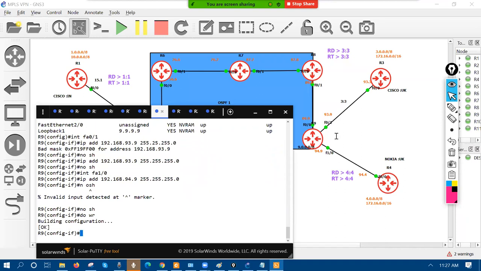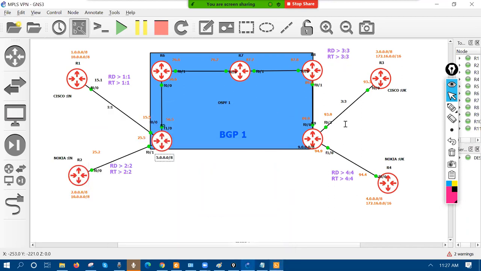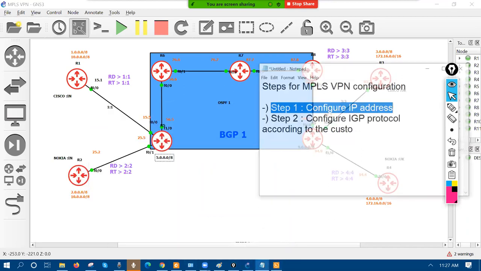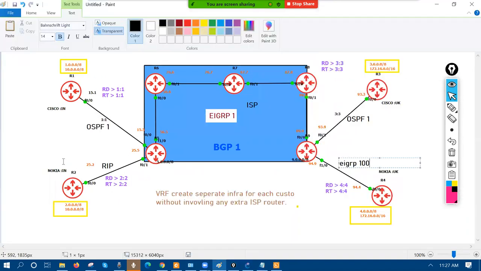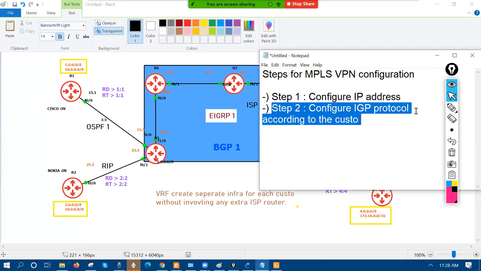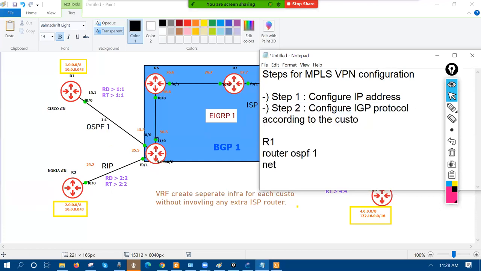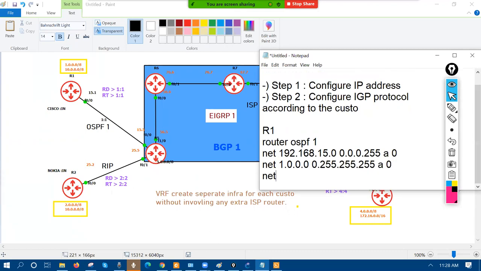Step 4. Configure the IGP protocol according to the customer. What I am assuming, this customer is running OSPF, right? And this customer is running EIGRP. So I'll do one thing. I'll put the step over there. Router OSPF number 1, network, area 0, right?